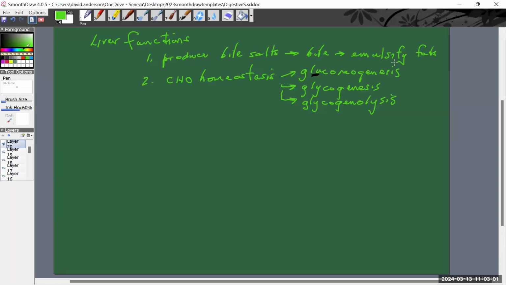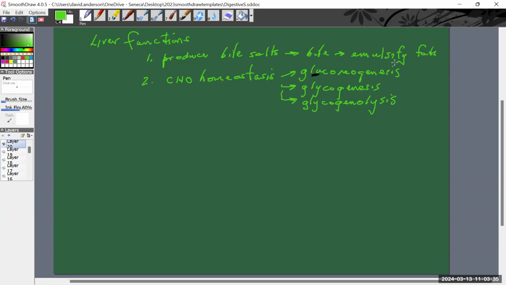Gluconeogenesis. What are we talking about when we talk about gluconeogenesis? Making new glucose from something other than a carbohydrate. Some of our amino acids are described as being gluconeogenic. Some of our fatty acids are gluconeogenic, and they can undergo that process as part of the functions of these hepatocytes. So hepatocytes are the cells that are capable of driving these equations.